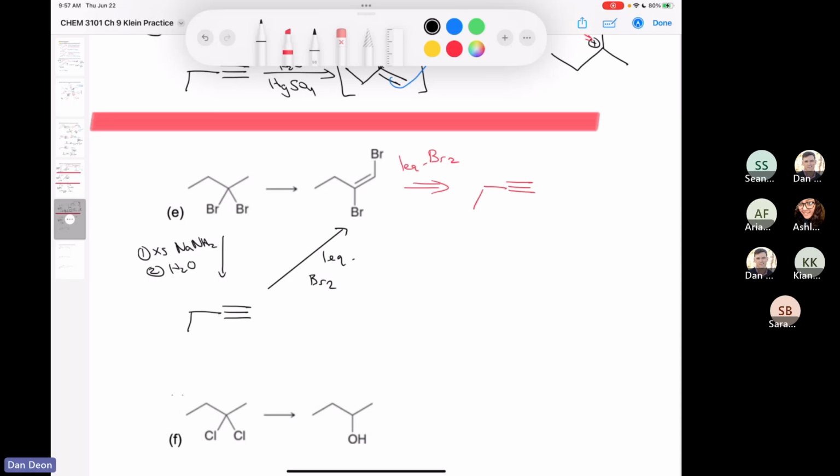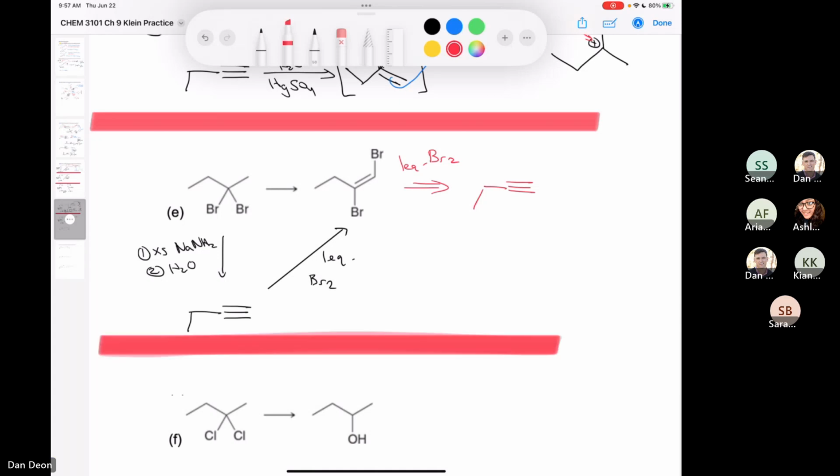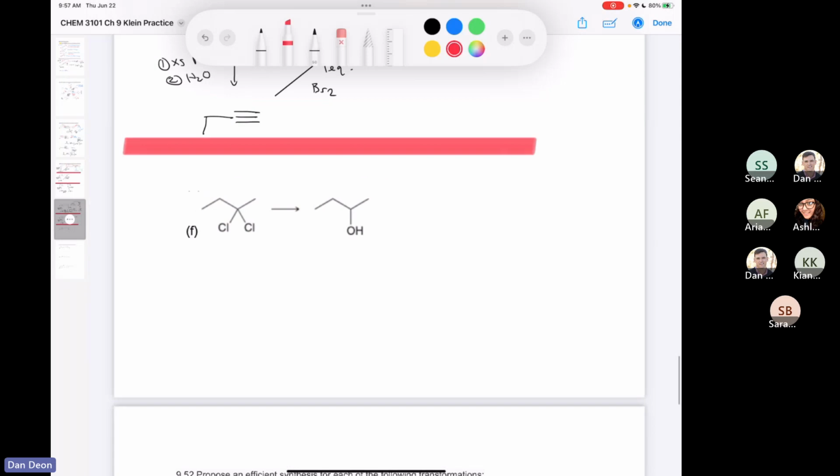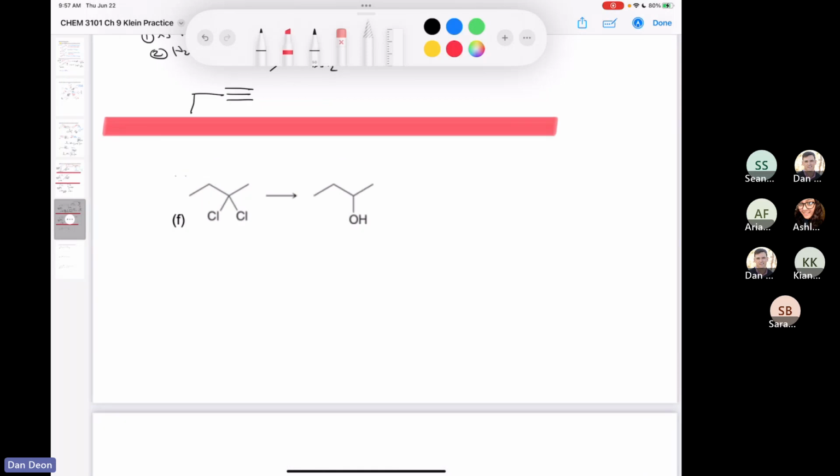Be very careful to add only 1 equivalent of bromine. All right, next one. Again, first steps are going to be identical. We're going to pass through 1-butyne again. And we know that if we want to make this secondary alcohol, we can just go through the alkene and just do a Markovnikov addition, right? There's nothing really new there.